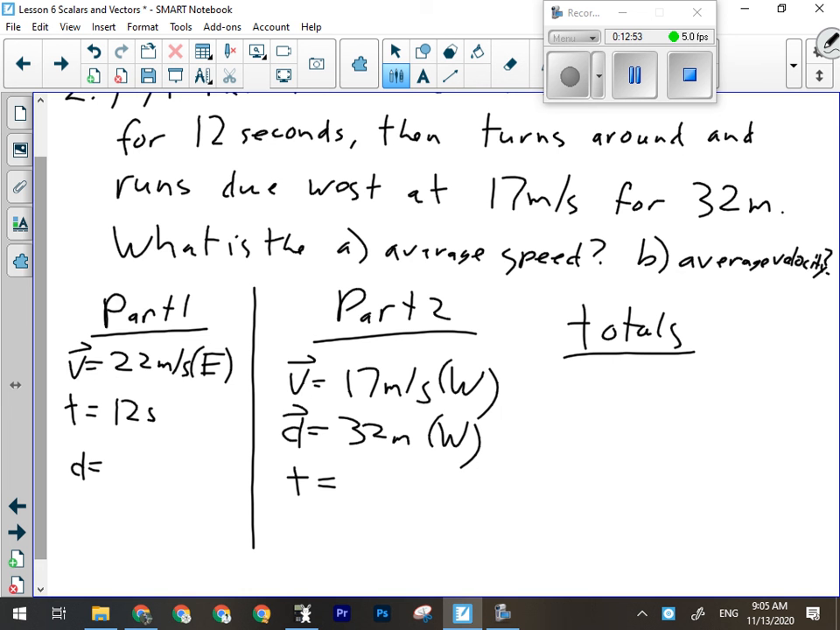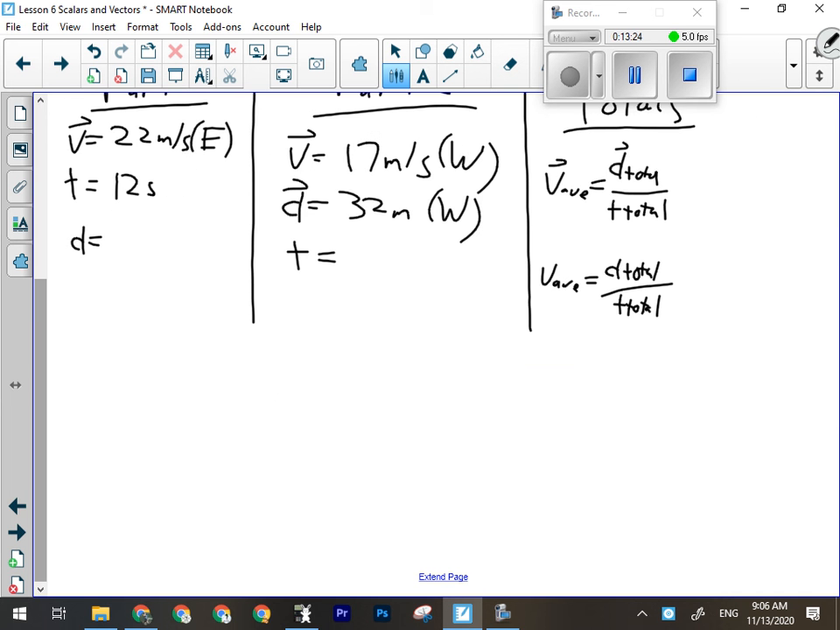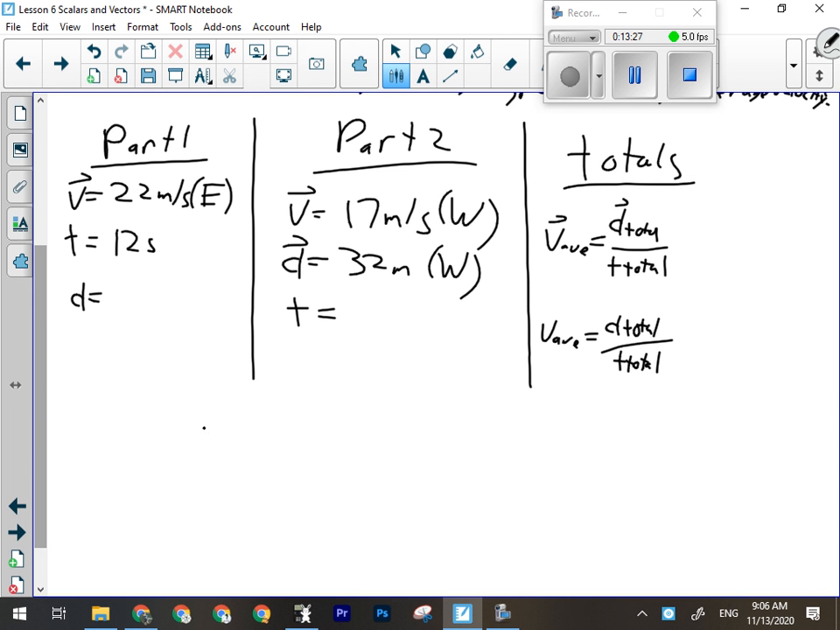So I have to do a couple of intermediate calculations here before I can get my total displacement and total time. So my average velocity will be total displacement over total time, and my average speed will be my total distance over my total time. I know it looks similar, but remember the little arrow over top indicates that they're vector quantities versus scalar quantities.